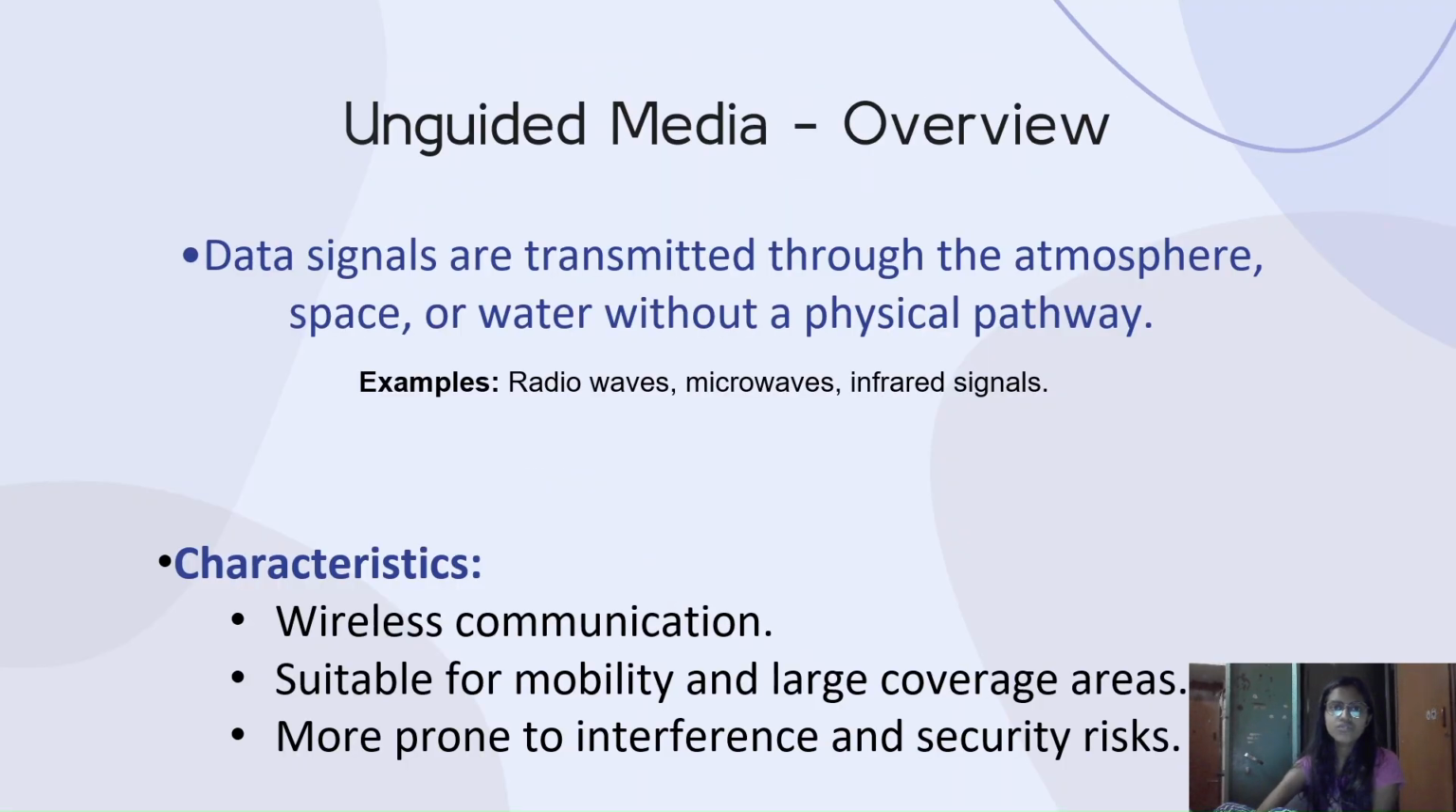So there is an overview for unguided media too. As told earlier, unguided media is a type of transmission medium wherein the data signals are transmitted through the atmosphere, space, or water without a physical pathway. So an example of these are radio waves, microwaves, and infrared signals.